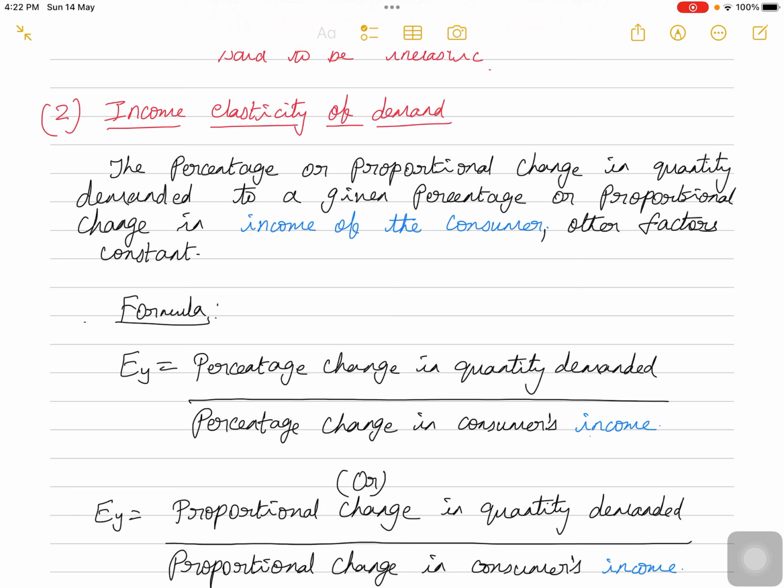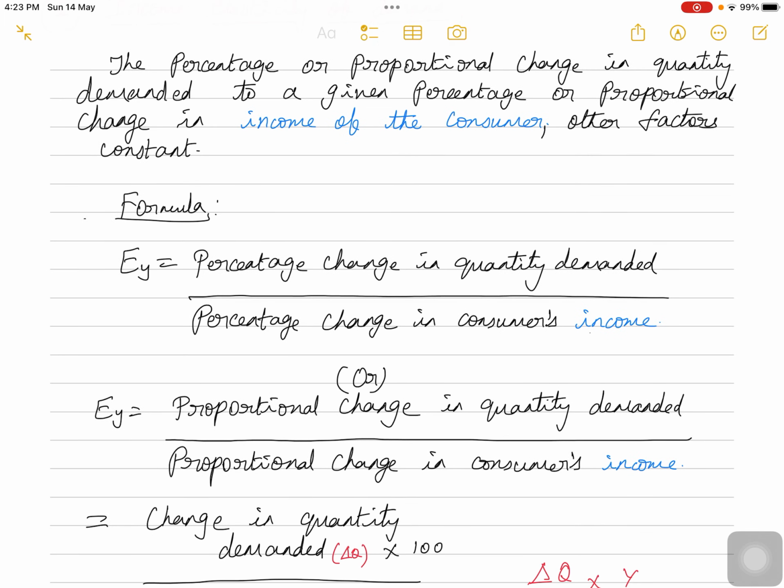Okay. So income elasticity of demand is the percentage or proportional change in quantity demanded to a given percentage or proportional change in the income of the consumer, other factors constant. Other factors constant means here the price of the commodity and the prices of related commodities both remain constant. So the formula will be, percentage method, EY. EY represents the income of the consumer. The alphabet Y always represents income. So for income elasticity of demand, we normally write EY.